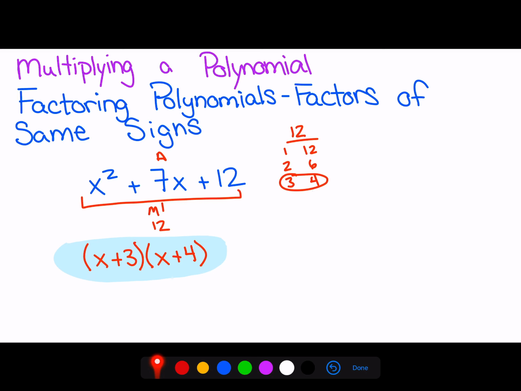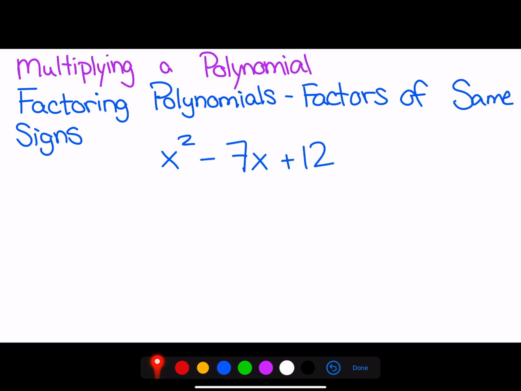All right, next up, factors of same sign. So this time it's a negative instead of a positive. Same process though. I start off by taking my a value, multiplying it by my c value, our first term always multiplied by our last term. Now, it's important to note that this is in standard form, meaning we're starting from our highest exponent and shrinking down to no exponents. So highest to lowest, least to greatest.